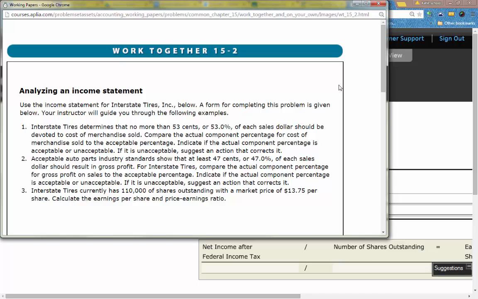Interstate Tires determines that no more than 53 cents, or 53%, of each sales dollar should be devoted to the cost of merchandise sold. Again, cost of merchandise sold is the cost of that monitor I want to sell you. So we need to compare the actual component percentage of the cost of merchandise sold to the acceptable. The business said they don't want that number to be greater than 53. If it is, there's a problem on the vendors or how they're getting their cost. Okay? So we have to indicate if the actual component percentage is acceptable or unacceptable. If it's unacceptable, we have to suggest an action.